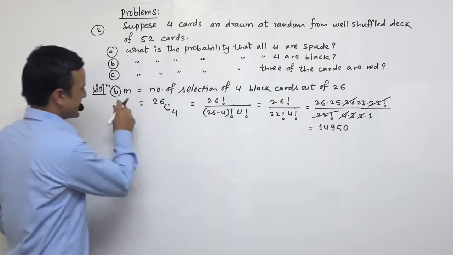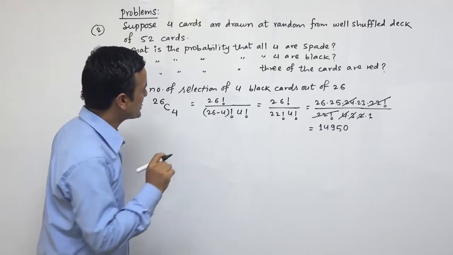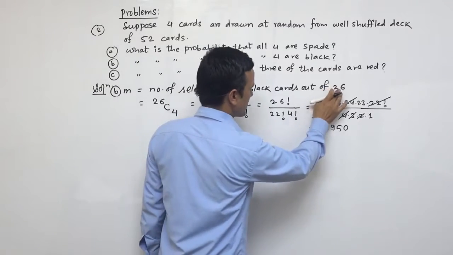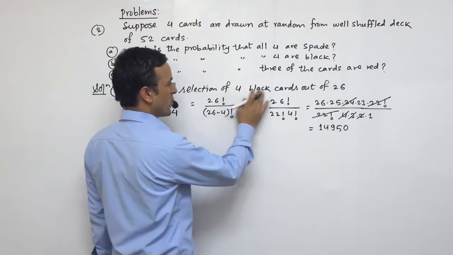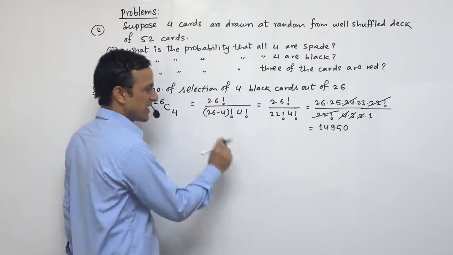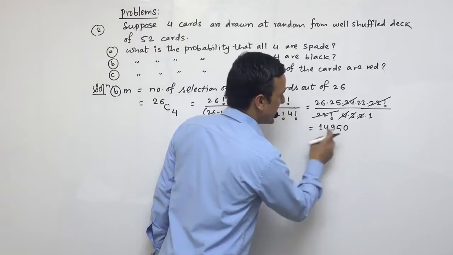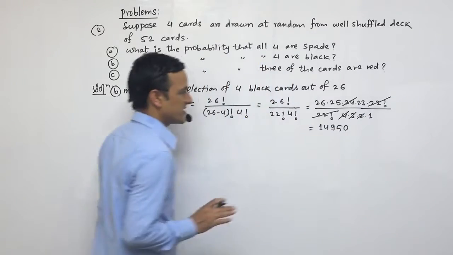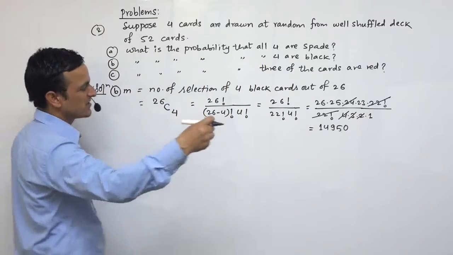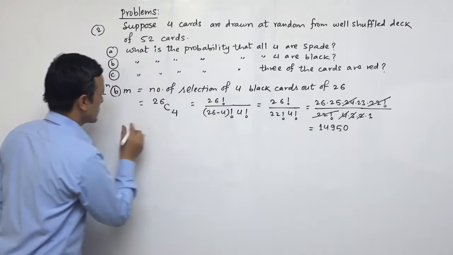14,950. So this is the number of favorable cases, that means out of 26, when we select any 4 black cards, then it can be selected in 14,950 ways. So this is the number of ways to select any 4 black cards out of 26.